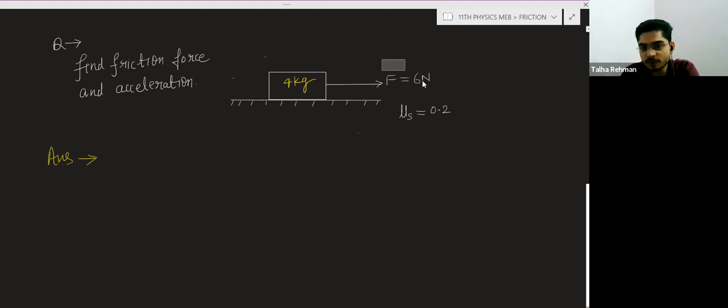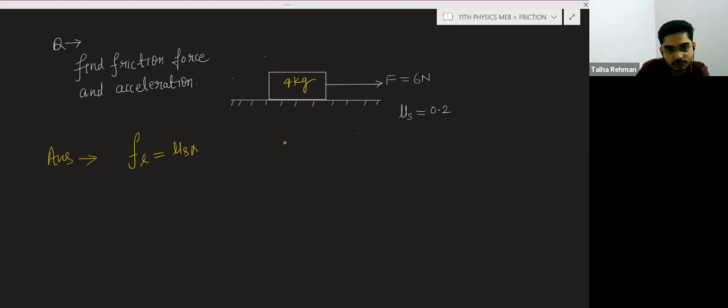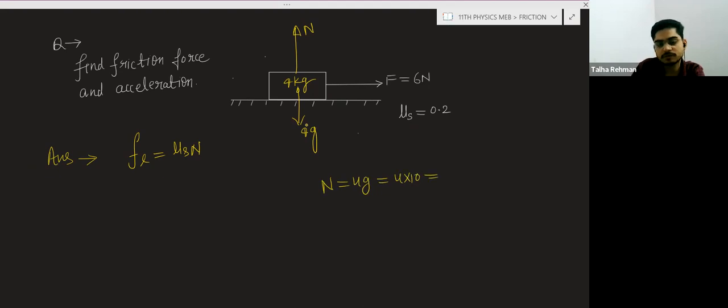First, we will see whether this force is able to move this object or not. I have applied a force, but this object is not moving. So it is not always necessary that if you are applying a force, the body is moving. Here we have to check the limiting value of the friction force, which is mu s into N. What will be the normal reaction? In the downward direction there will be 4g, and the normal reaction is upward. In the vertical direction there is no motion, so the normal reaction becomes 4g, which is 4 into 10, that is 40 newton.